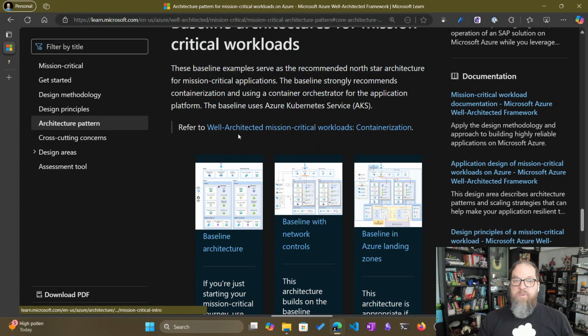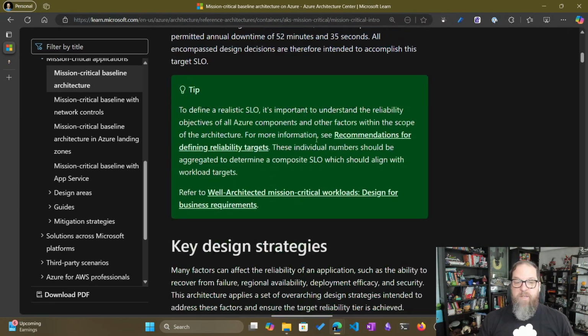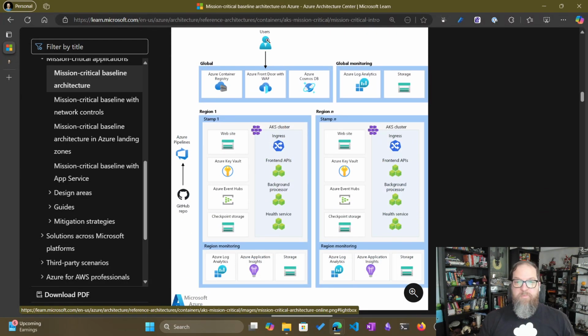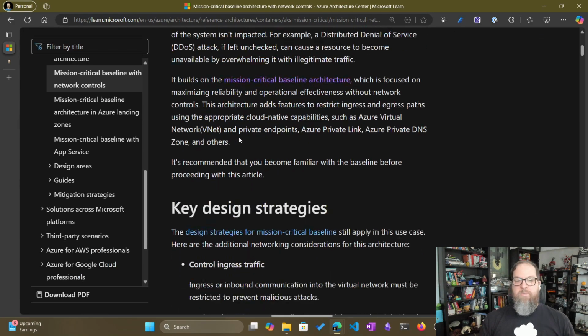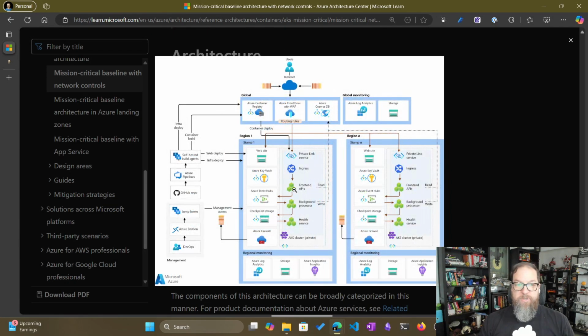So you have different capabilities. So like our baseline one, and if I go down here to some of the documents, so hey, we got our region, we got front door, we've got an AKS cluster potentially, and we got our regional stamp. Awesome. But maybe now we want network controls. Maybe we want to take this up a level and we want to have network isolation. And so now we can talk about, here's front door private link into the cluster. So we're now doing private endpoints for everything to make it more secure.